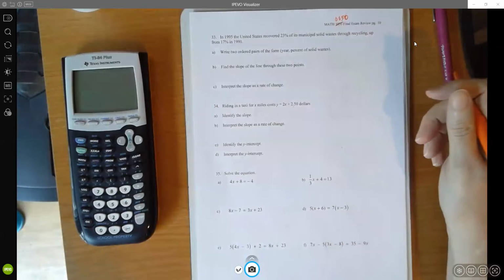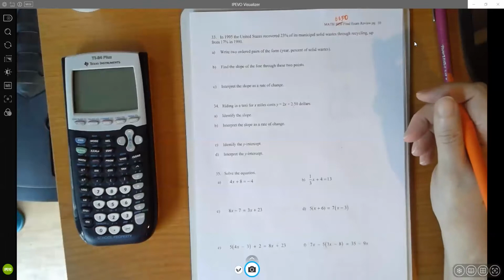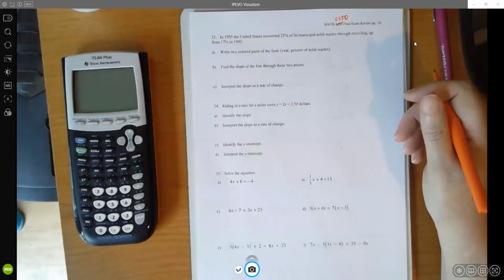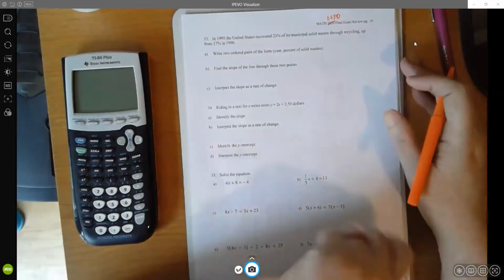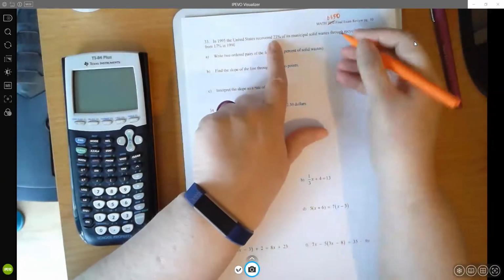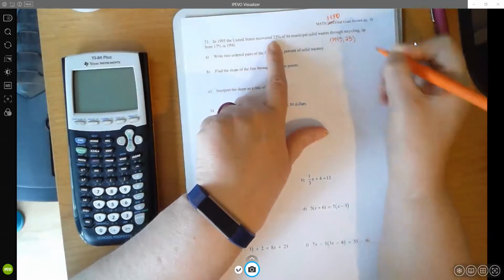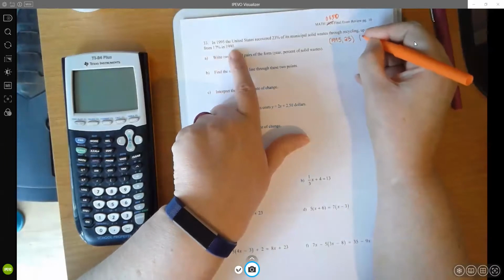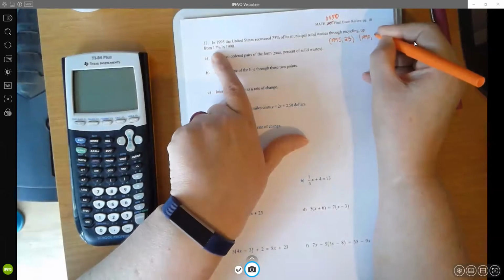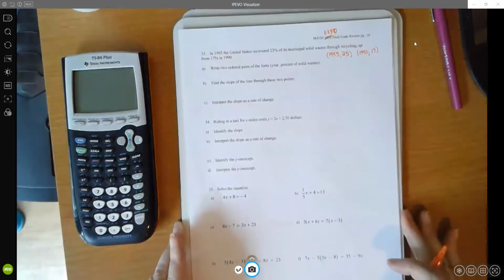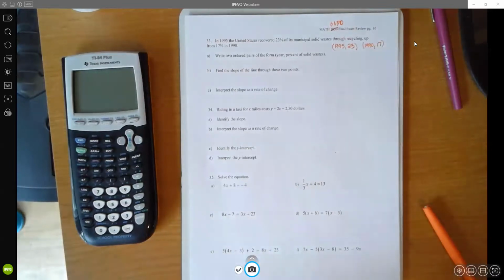In problem number 33, in 1995, the United States recovered 23% of its municipal solid waste through recycling, up from 17% in 1990. Write two ordered pairs in the form of year, percent solid waste. So the year, in 1995, 23. So that would be 1995, 23, which was up from 17% in 1990. So that would be 1990, 17. It told me to put it year, percent. Now, it's not written in the right order because the percent and years are in different orders. We had to switch it around, but it is now in the right order. So that's the answer for part A.